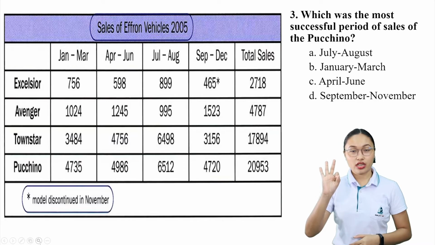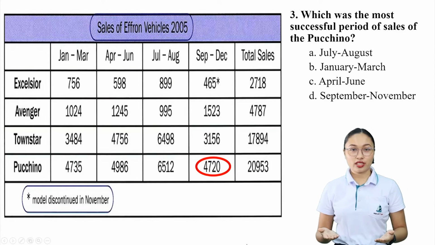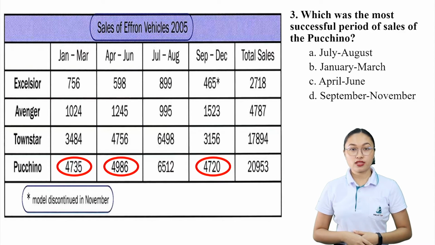Question number 3. Which was the most successful period of sales of Puccino? Let us start from the lowest sales. Letter D, September to November, was its lowest sales with only 4,720. Followed by the months of January to March with 4,735 and April to June with 4,986 respectively. So the most successful period of sales is, you got it right, letter A, July to August.